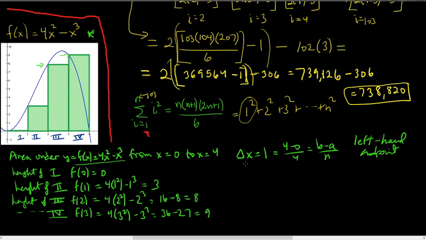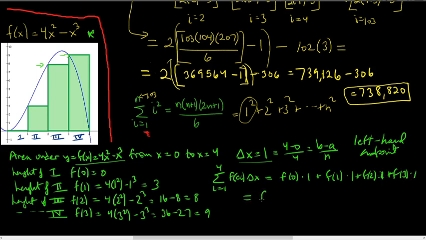Right, so those are the heights, and if the widths are all 1, you're really just adding up these numbers. So remember, you're going f of ci times delta x. In this case, i goes from 1 to 4. So this is just f of 0 times delta x, which is 1, plus f of 1 times 1, plus f of 2 times 1, plus f of 3 times 1. In other words, it's just f of 0 plus f of 1, plus f of 2, plus f of 3.